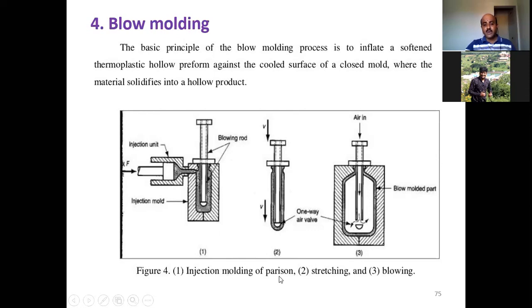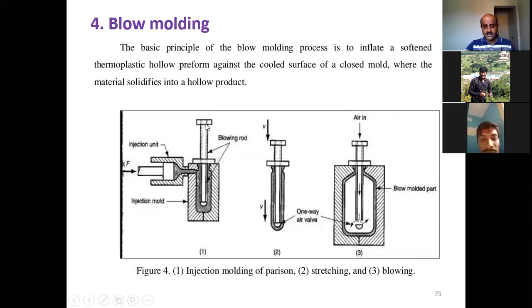Then in the second process, you can see the piston here, and with this piston you are stretching it. Once you take it out from the injection mold, you press this piston, which we call a blowing rod in blow molding. It will stretch the parison to a required length. That is the important thing.